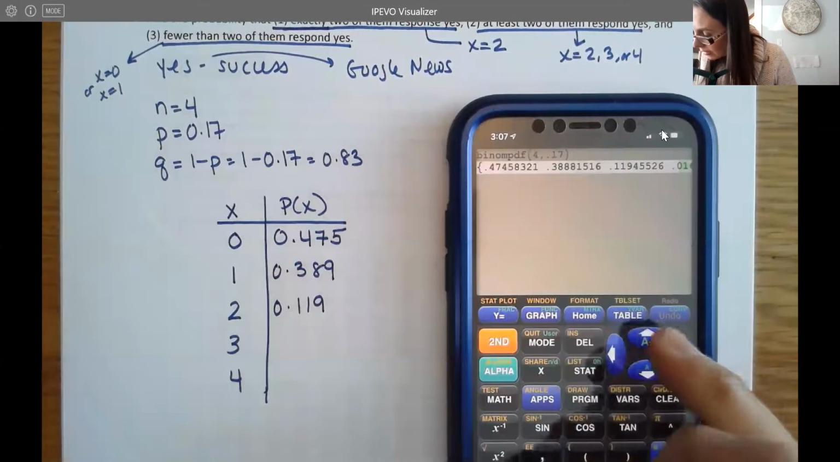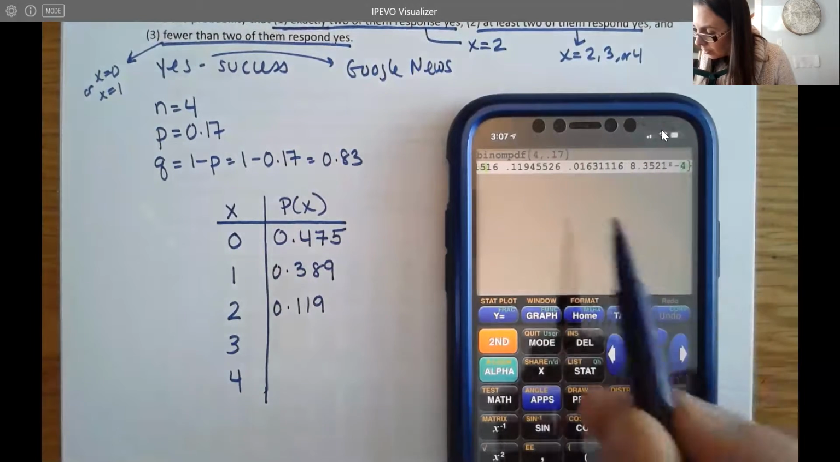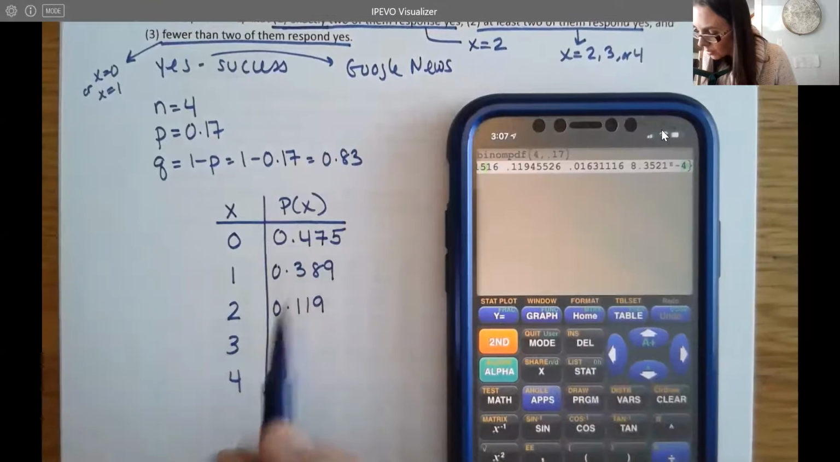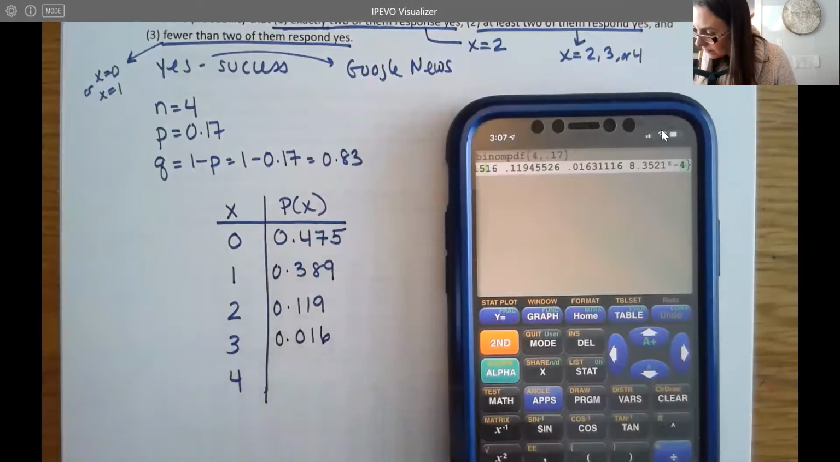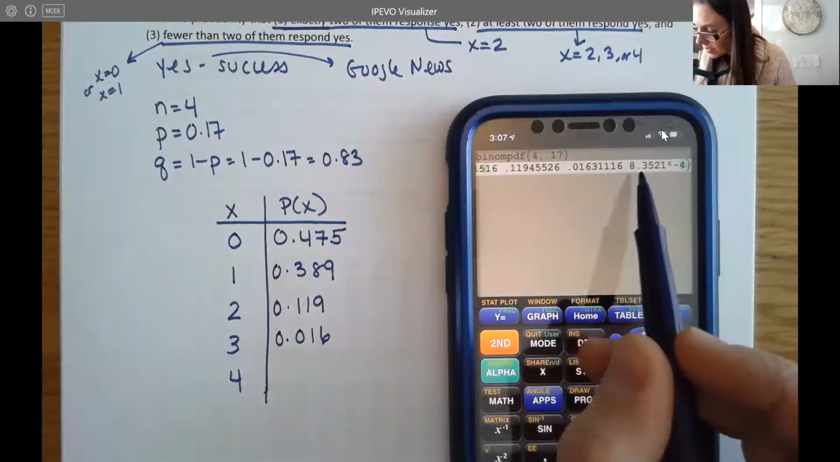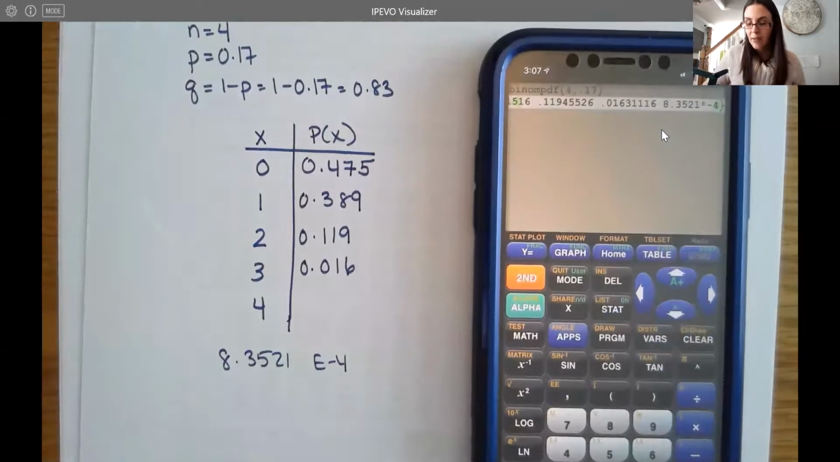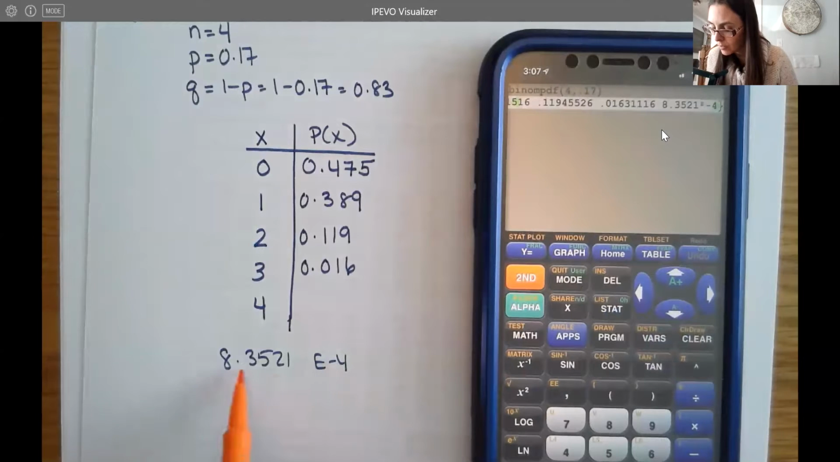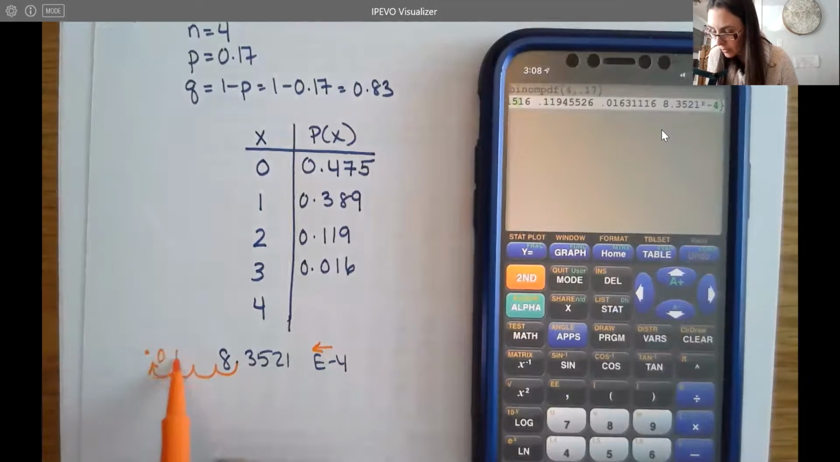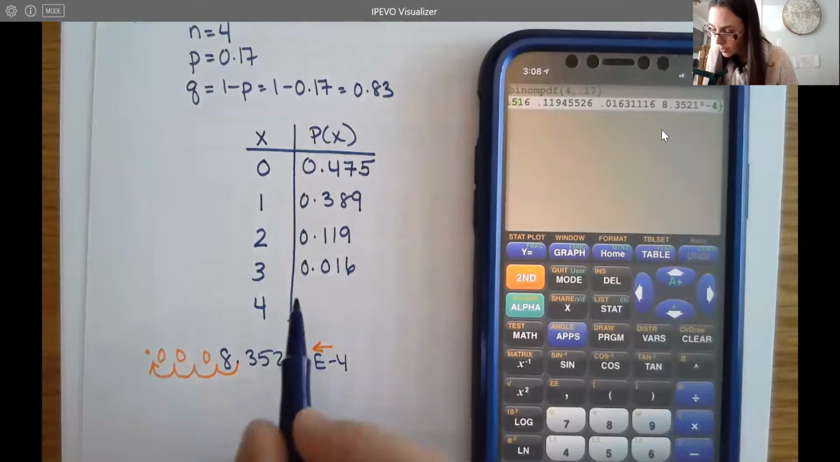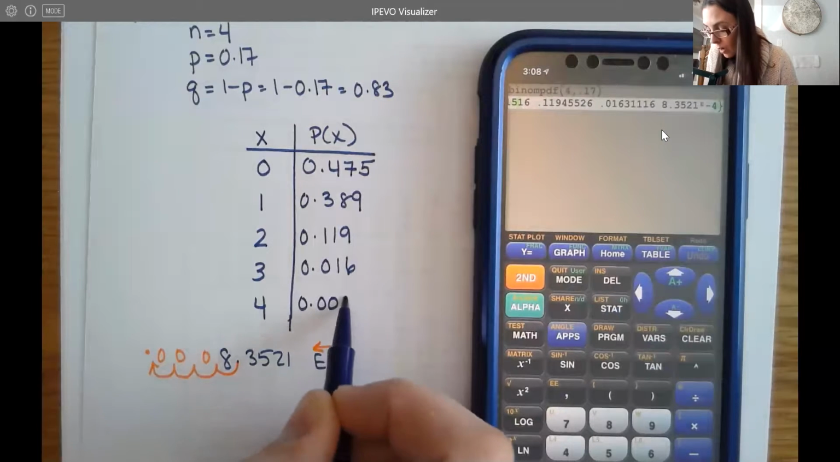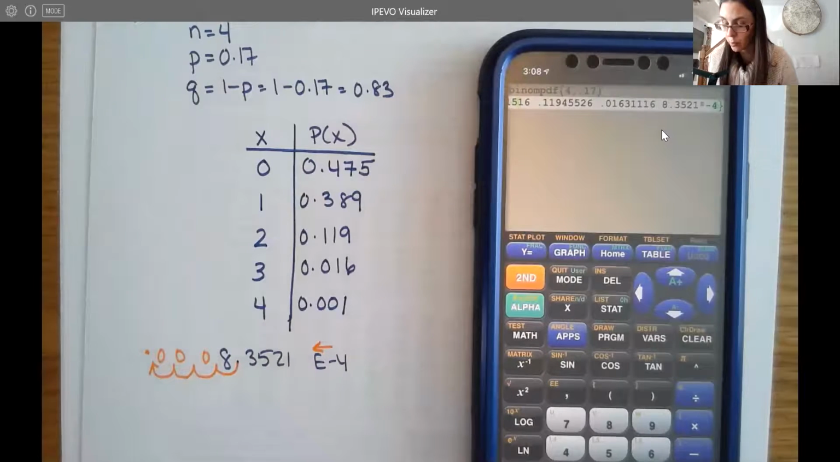I'm going to touch it and use my right arrow to keep going. 0.0163, so 0.016. And then for the last one, now this one looks kind of weird. It says 8.3521 E negative 4. So what that means, when you have a negative sign like that, it means to move the decimal to the left 4 spots. So I take this and go 1, 2, 3, 4. And I fill in with zeros. So this is about 0.001 if I'm rounding to 3 decimal places here.